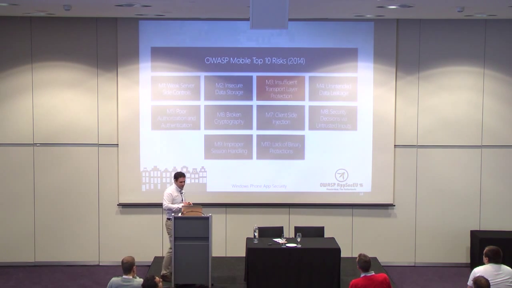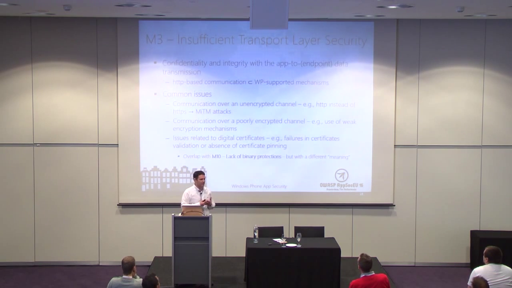Okay, so we are at the third risk: insufficient transport layer security. It's pretty easy. We are referring to the confidentiality of the information which is exchanged between our application and the backend system, so the system that the application usually uses to send and receive information.